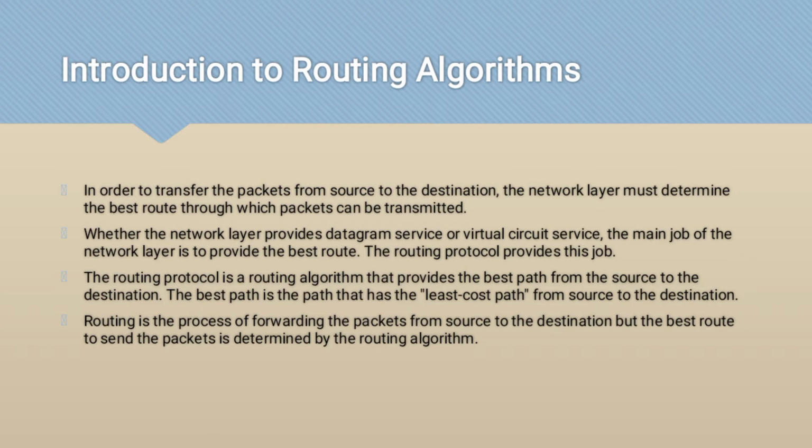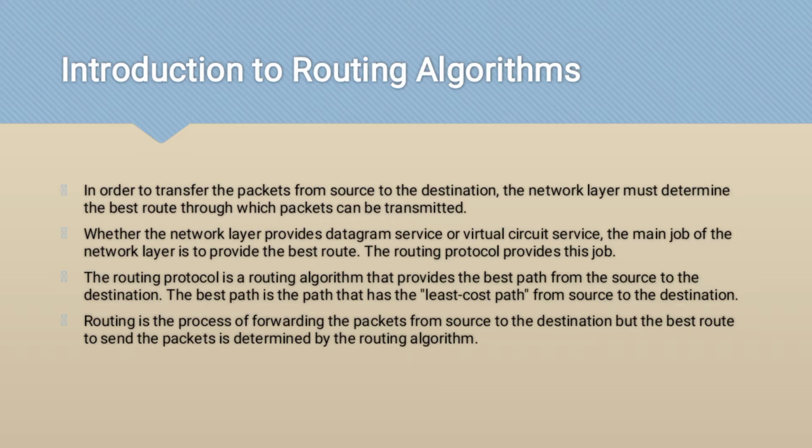First of all, routing algorithms. In order to transfer a packet from source to destination, the network layer must determine the best route through which the packet can be transmitted. The network layer provides the datagram service or virtual circuit service. The main job of the network layer is to provide the best route. So the routing protocol provides this job.